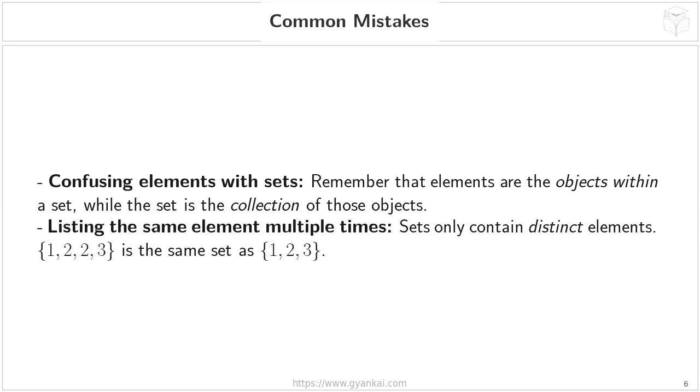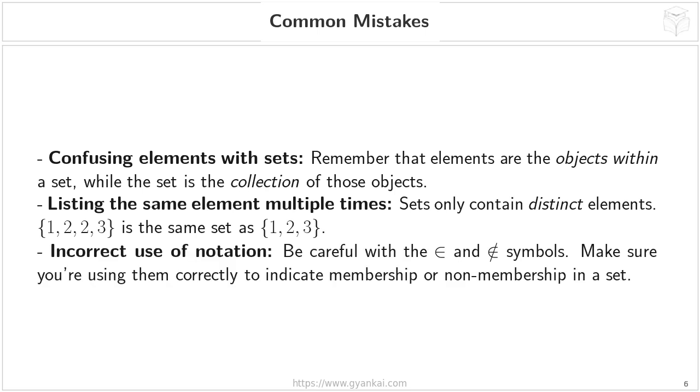Next, remember that sets only contain distinct elements. This means no repetitions. If you write a set like this, 1, 2, 2, 3, it's actually the same as simply writing 1, 2, 3. We only list each unique element once. The repetition doesn't change the set itself. It's like saying you have a group of friends. Listing a friend's name twice doesn't mean you have more friends, just that you mention their name again.